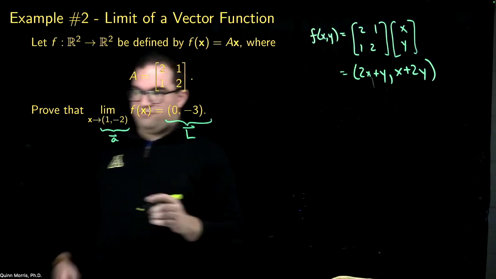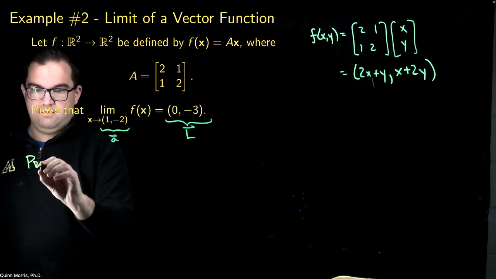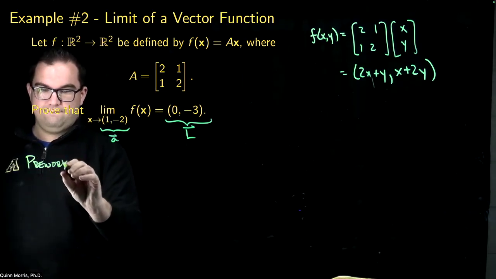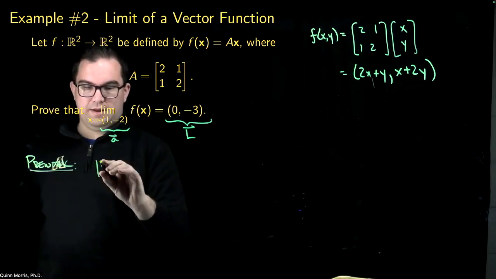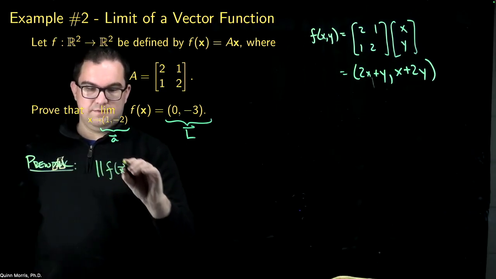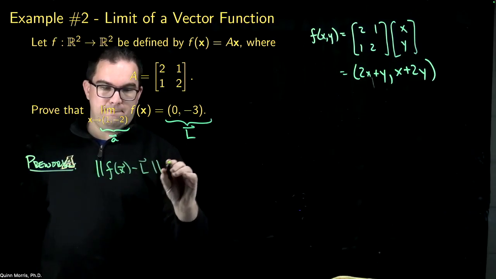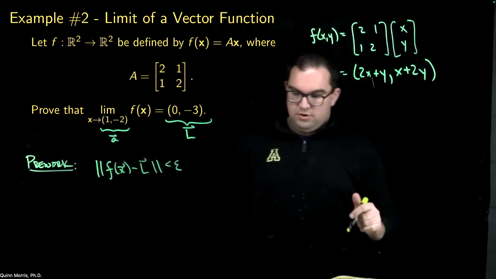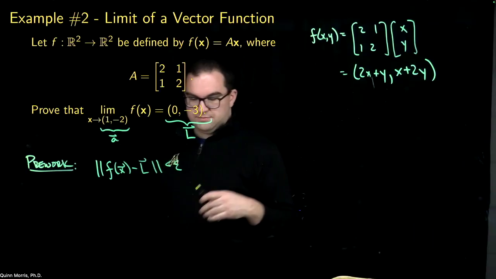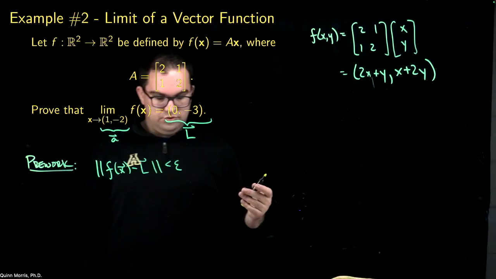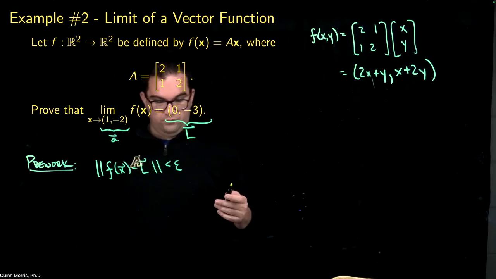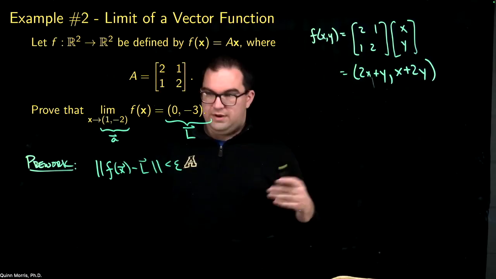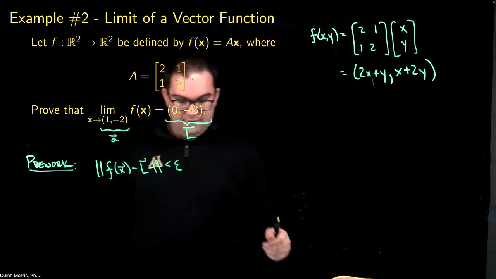So I'm going to follow sort of the same pattern. Okay. I need to do some pre-work. My goal is to get the norm of f of x minus L to be less than epsilon. Now, the first step, as before, is to just write out what this norm is.